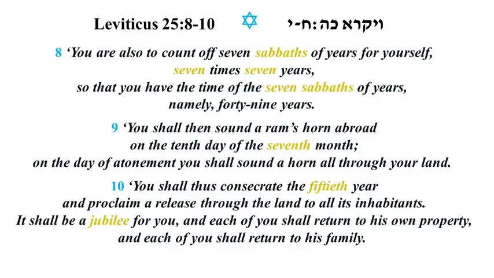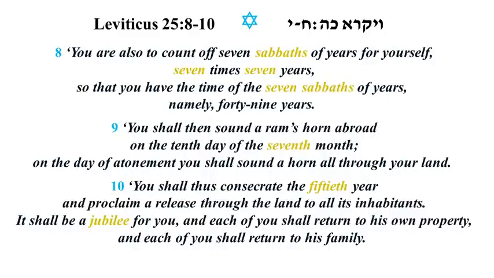Well, here's the answer. It lay in Leviticus 25, starting in verse 8. Remember, this is besides the every 7 years you let the land rest. Now, in verse 8 it says, you are also to count off 7 Sabbaths of years for yourself, 7 times 7 years, so that you have the time of the 7 Sabbaths of years, namely 49 years.